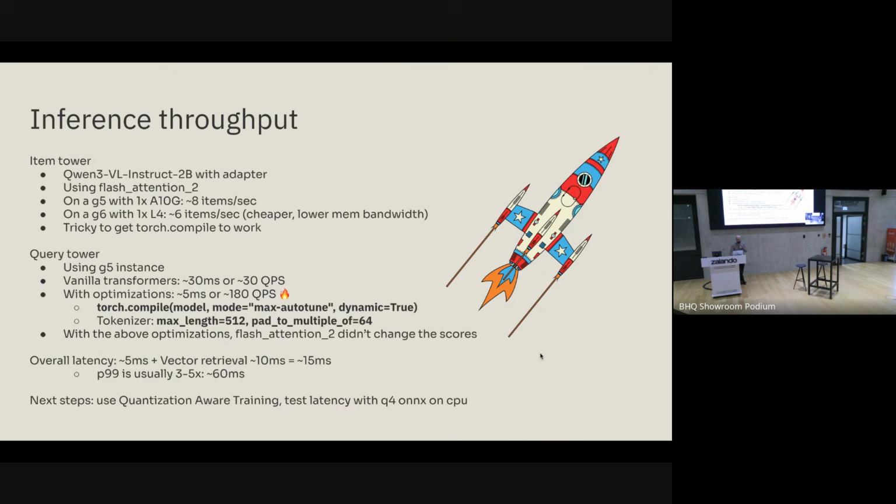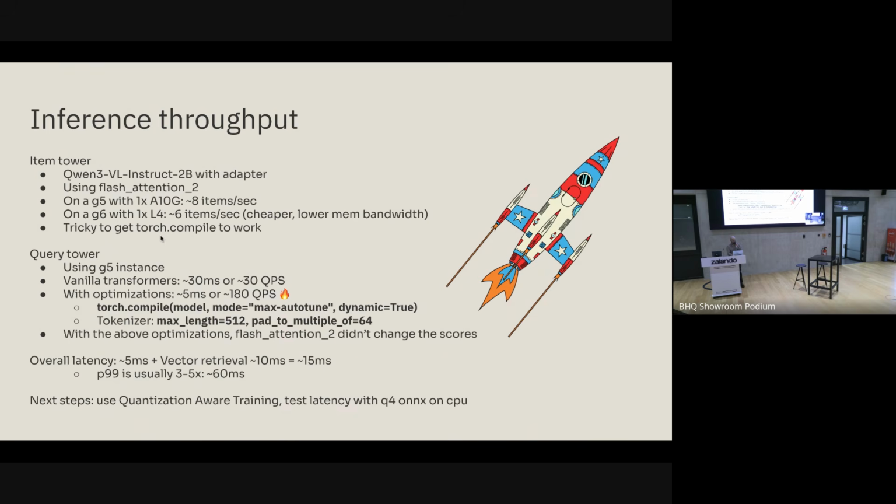Cool. So that was training. Over on the inference side, here are some benchmarks for throughput. For the item tower, where we use the vision language model, using flash attention 2 on a G5 instance was a little bit faster than a G6 instance. So a single GPU does about 8 items per second.